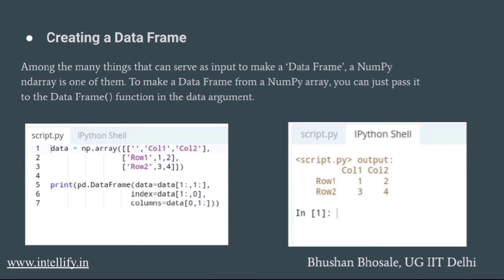Alright, now pay attention. Among the many things that can serve as an input to make a data frame, a numpy array, an ndarray, is one of them. To make a data frame from a numpy array, you can just pass it to the data frame function in the data argument. Now pay attention to the code. Above selects elements from the numpy array to construct the data frame. You first select the values that are contained in the list that start with row 1 and row 2. Then you select the index or row number, row 1 and row 2, and then column names column 1 and column 2. Next, you will also see that you printed out a small section of data.